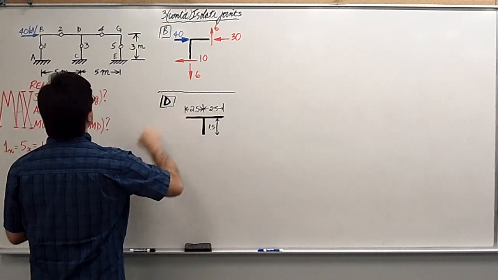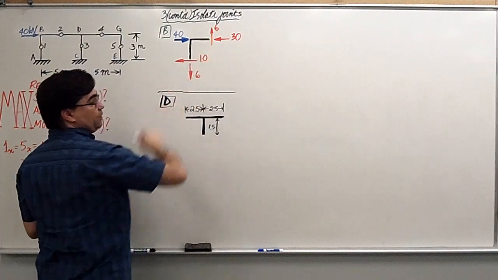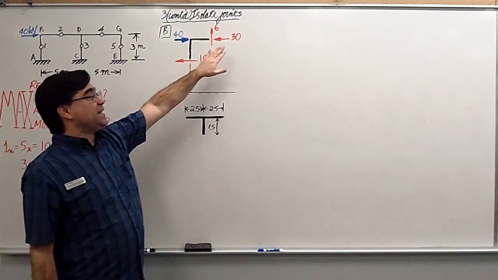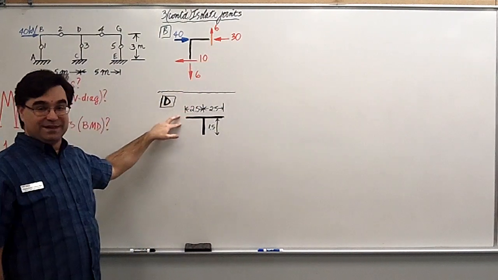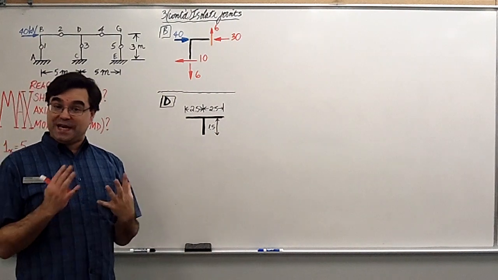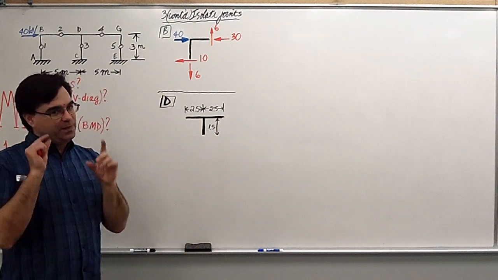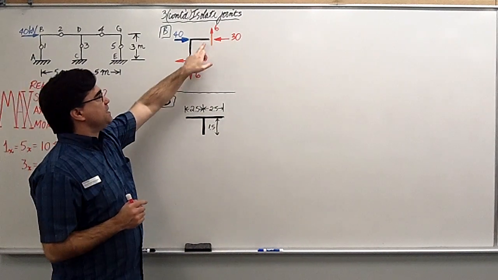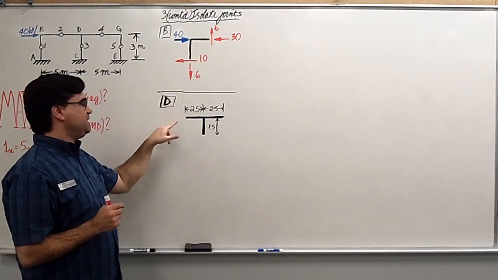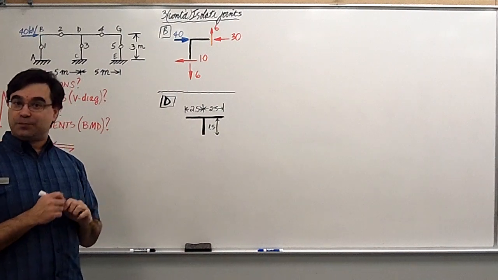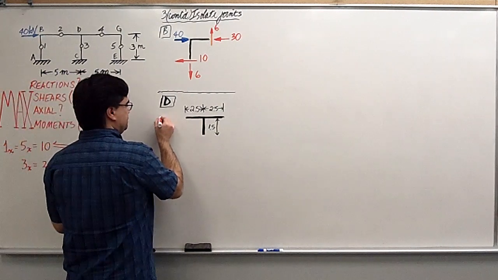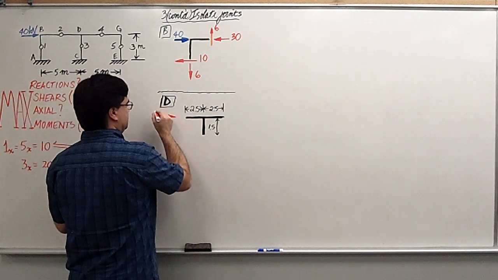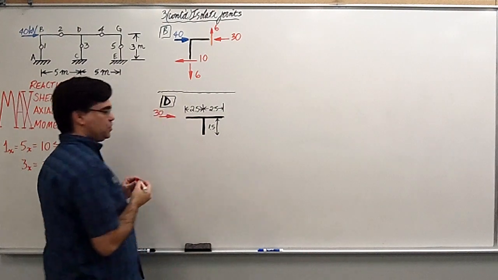First, I'm going to start with the forces here at 2 because I've already calculated them. Now, because I've already calculated them, I can just put them here. But I have to do it properly as forces. So I have to be careful about the direction. 30 is a compressive force. That means 30 must be shown as a compressive force. Just like that.